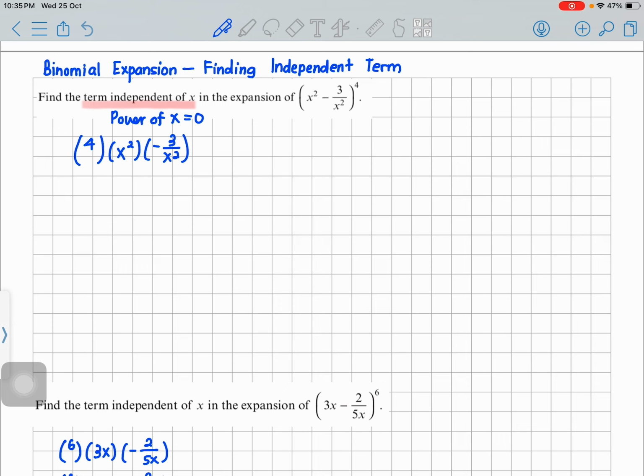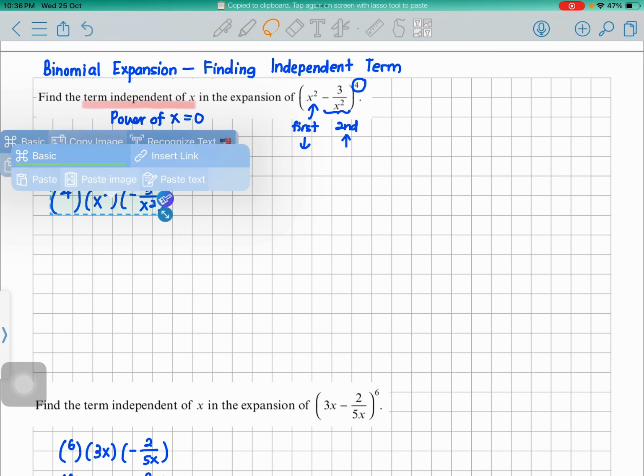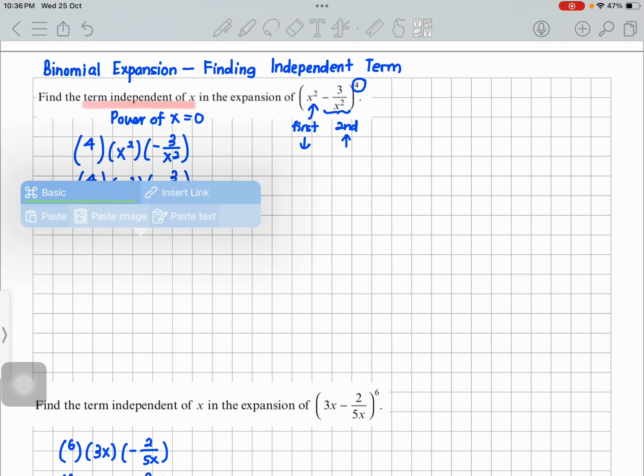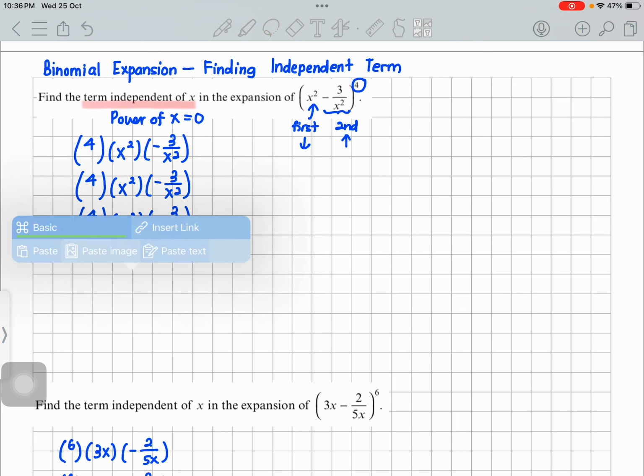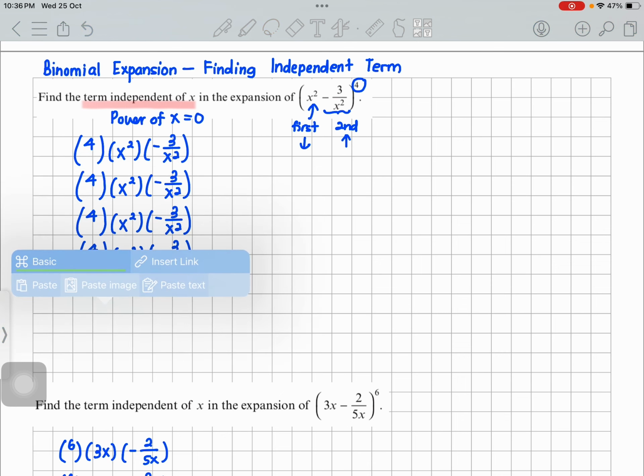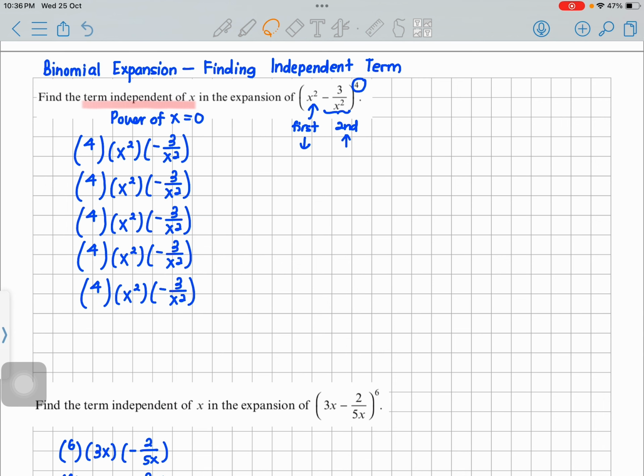Now, usually for a binomial expansion question, you are given your first term here, which is x squared, and your second term is negative 3 over x squared, which has a power of 4. Maybe you have already seen the pattern that the first term's power will always decrease while the power of the second term will increase. So using this idea, I am just going to create 5 terms, because the power is 4, so I will get 5 terms. Okay, now what happens?